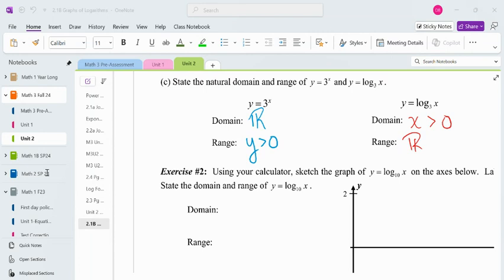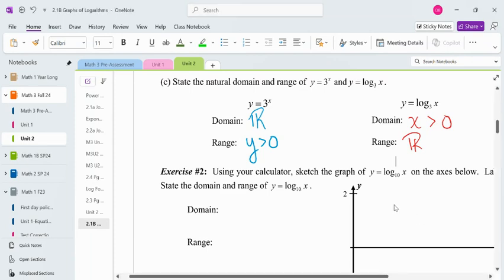But when x is 1, my output is 0. And then I used 2. I graphed what happened at 2. I also graphed what happened when x is 5. And then I did when x is 10. So you're just going to sketch a graph.